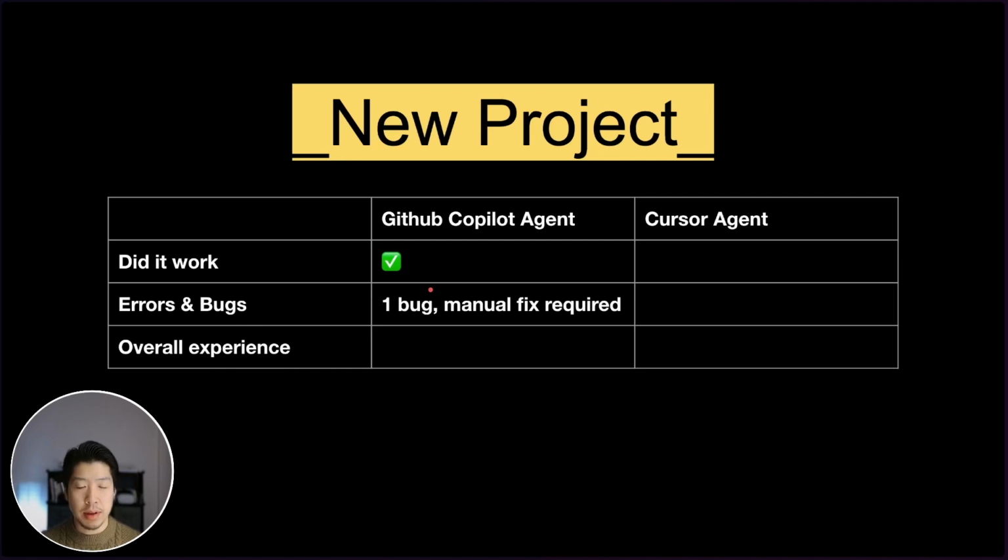As a quick recap, we tried the GitHub Copilot agent first. It was able to get it to work, but it ran into a bug with rate limit that required manual fixing. Now we're going to take a look at the Cursor agent.